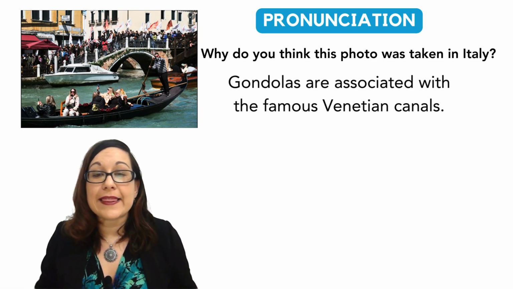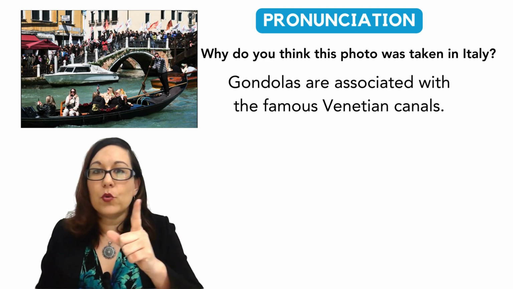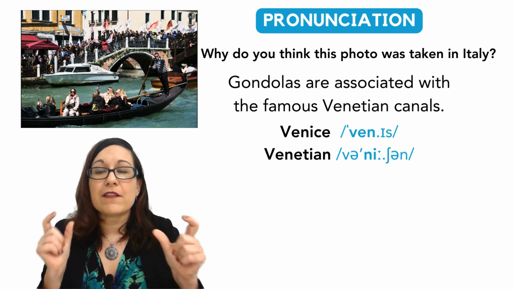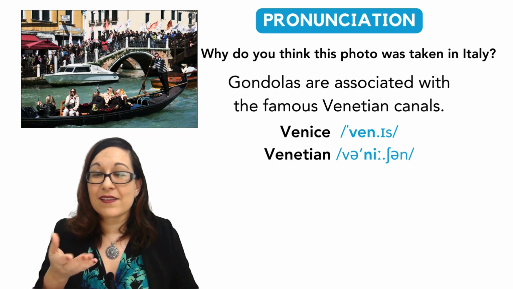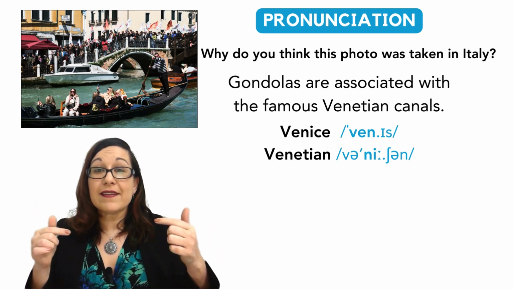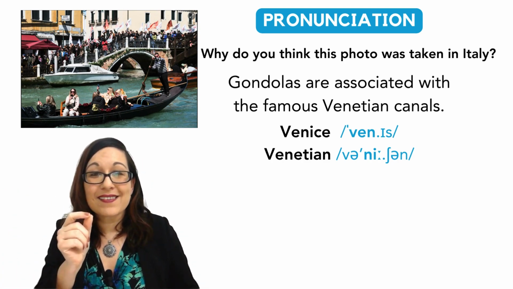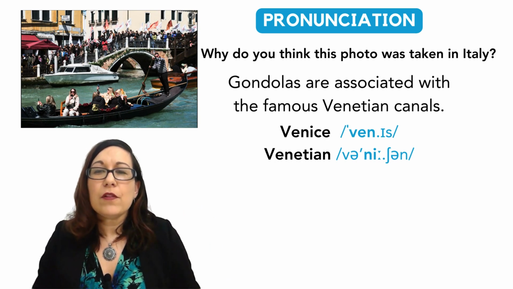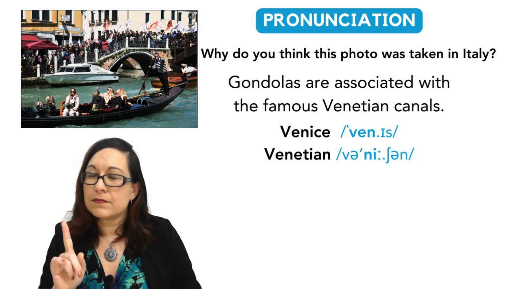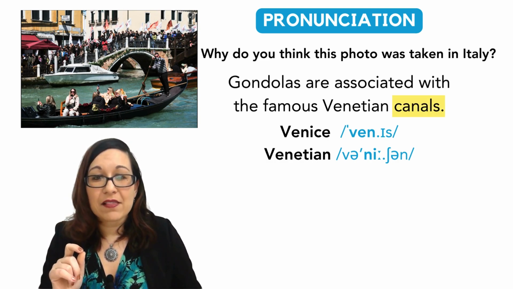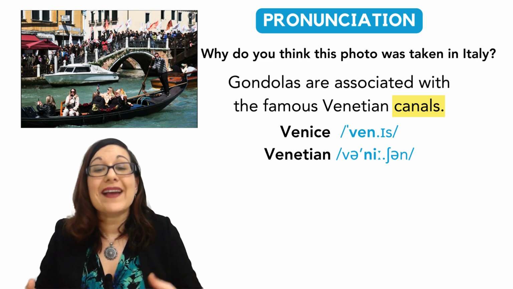Well, we could say that gondolas are associated with the famous Venetian canals. Oh, now be really careful there. Look at that transformation from Venice to Venetian. Venice, Venetian. Remember, this is the English version of the city's name. And also, they're not rivers, so don't call them rivers. What are they? Canals. They're man-made. They're not all natural, so we're going to call them canals.